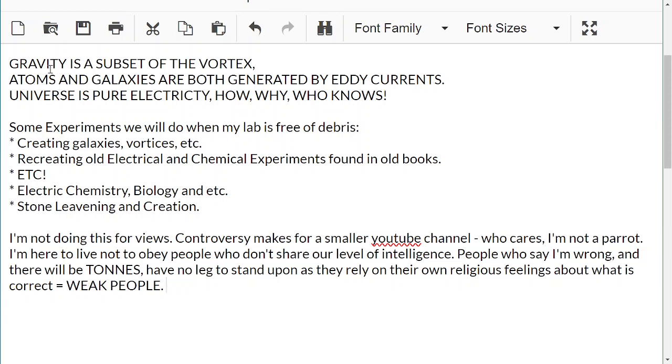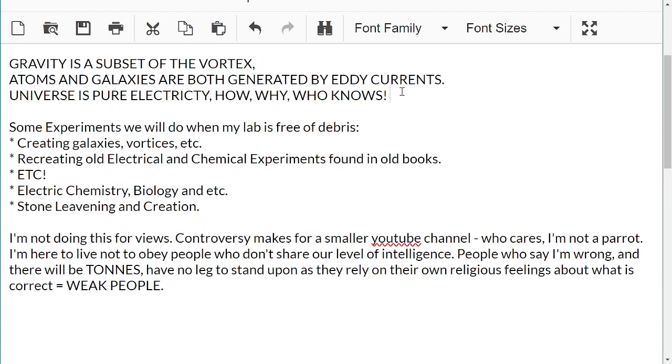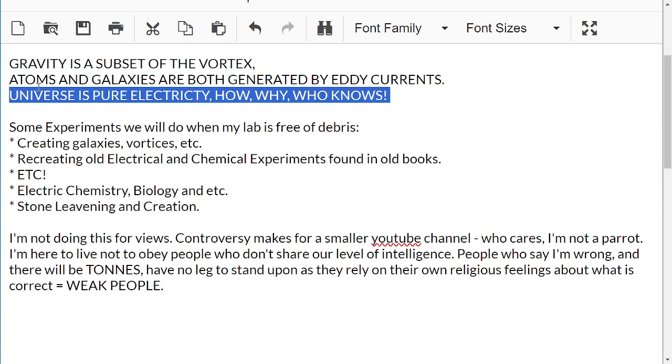So we're going to see that gravity may be a subset of the vortex, which is the underlying earlier theory that people don't realise is behind electric universe theory. I'd like to see electric universe books look at the vortex. Atoms and galaxies are both generated by eddy currents. We're going to see that. This is known by electric universe people. Universe is pure electricity. How? Why? Who knows? It is a spider web of electricity.